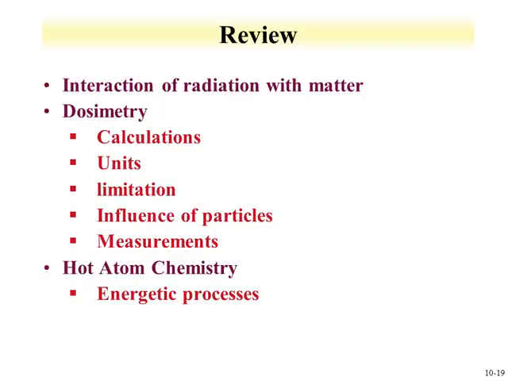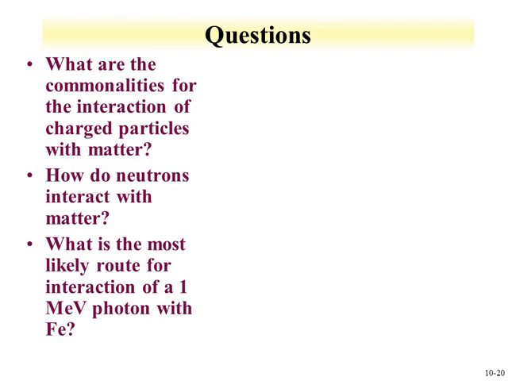So as a review, in this chapter we discussed the interaction of radiation with matter, gave some examples, talked about dosimetry, particularly used this dosimetry to understand how we can limit and utilize radionuclides in the laboratory, and we ended this lecture on hot atom chemistry. Some questions that you may see or should be able to answer from Lecture 10 are provided here.